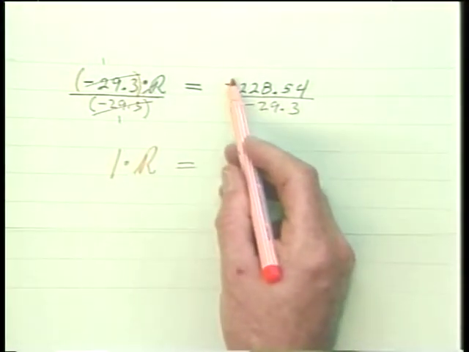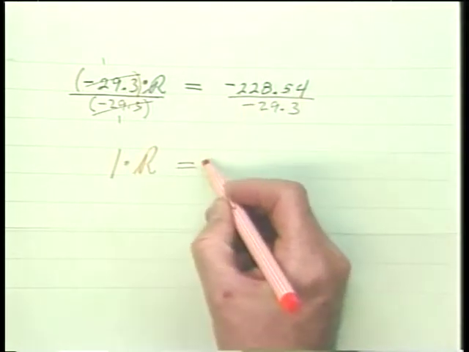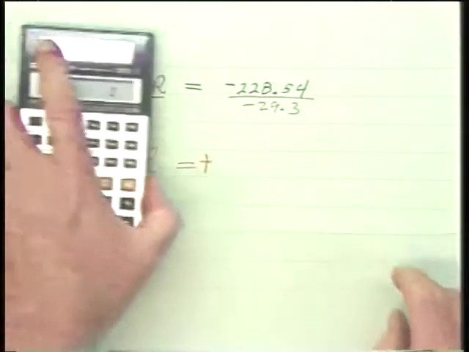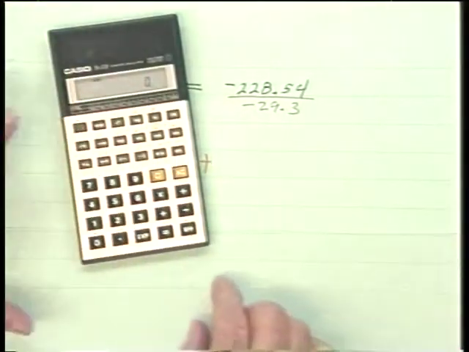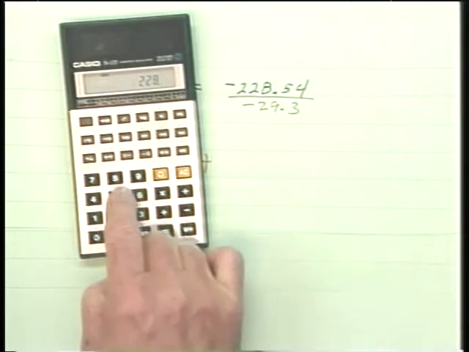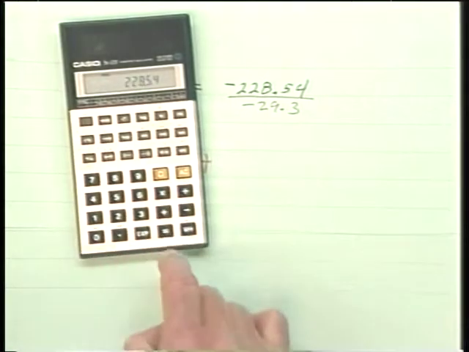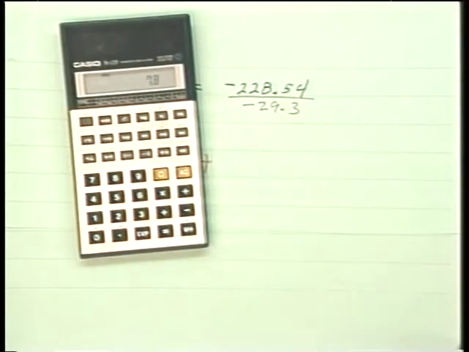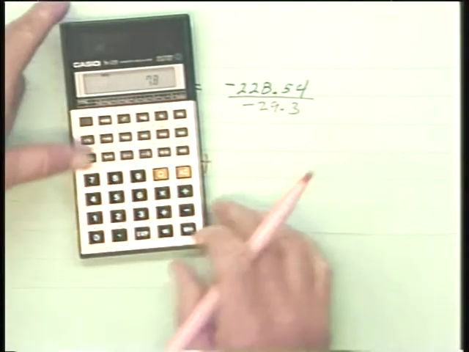And of course a negative divided by a negative is positive, and of course with decimals this messy we would use a calculator. So 228.54 divided by 29.3 equals 7.8.